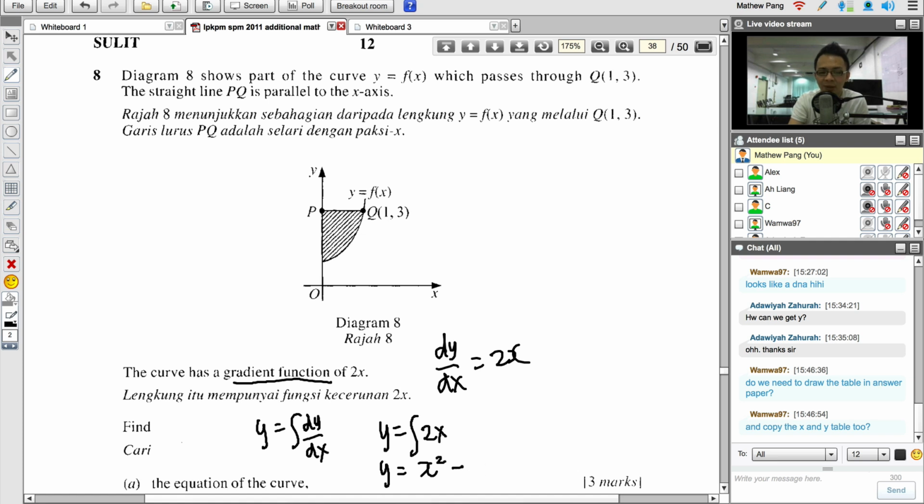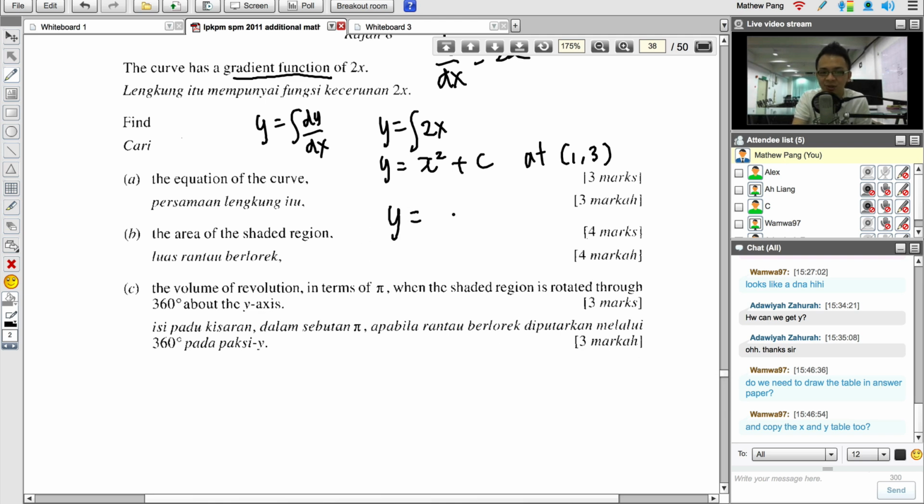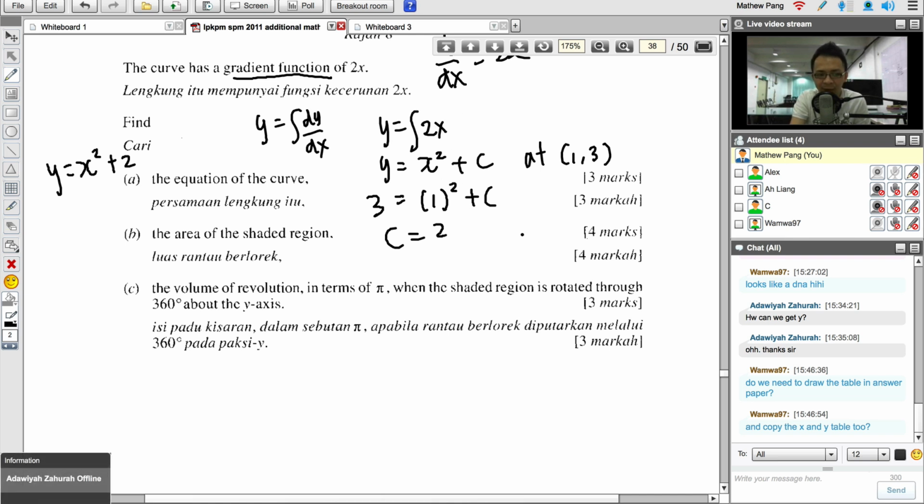Then I will get a c. This is the purpose of giving you the coordinate (1, 3). With the coordinate, I can find c easily. I substitute in the 3 and the 1, so 3 equals 1 squared plus c, so c equals 2. So my equation will be y equals x squared plus 2. This is how we find the equation. I hope you understand how to do the integration: power plus 1, divided by the new power. Alright, this is what happened.